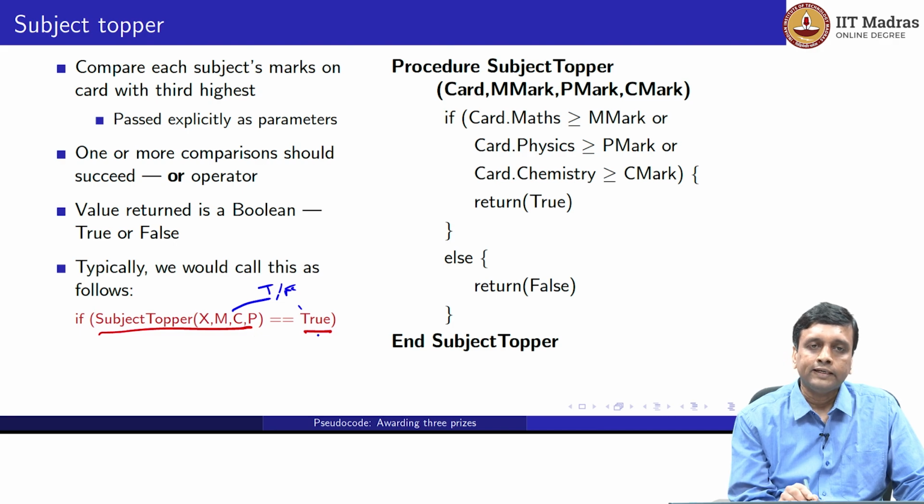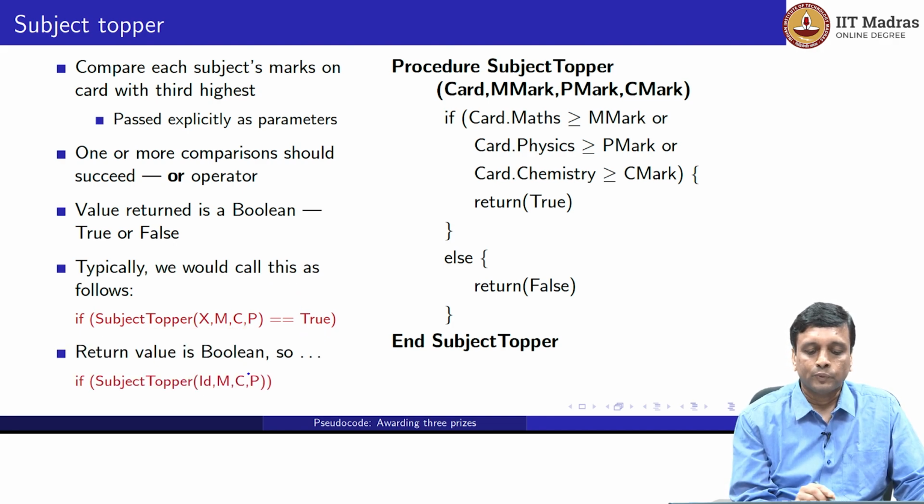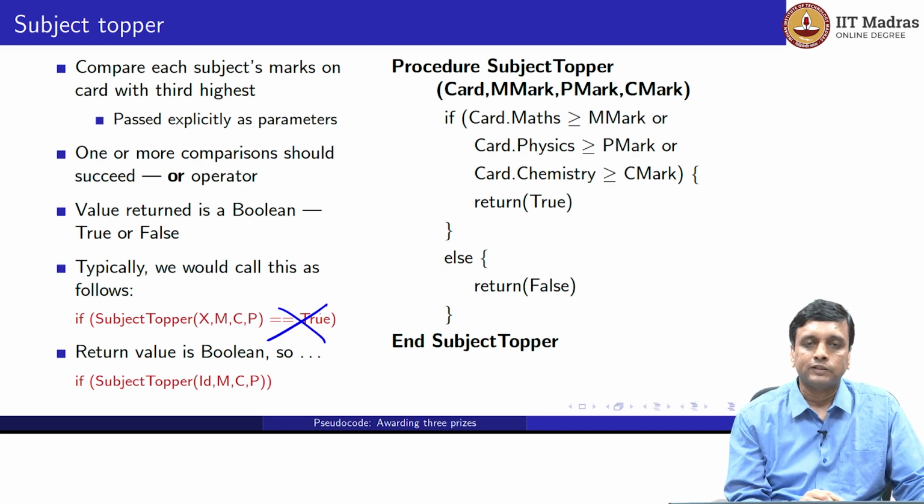So we actually don't need the equality check. We can just take directly the value that subject topper gives us. If it is false, this test is false. If it is true, the test is true, and we use that as our condition. That's what we wrote in our code. So we can eliminate this equal to true, because it's only the value returned by this function which is important to this procedure. This procedure tells us true or false. If it is true, we do something. If it is false, we don't do something. So this is a small simplification of the pseudocode. It also makes it easier to read.